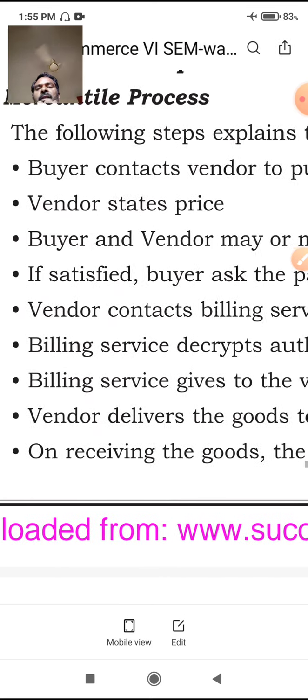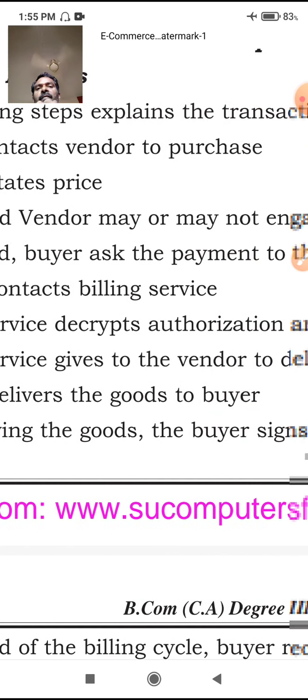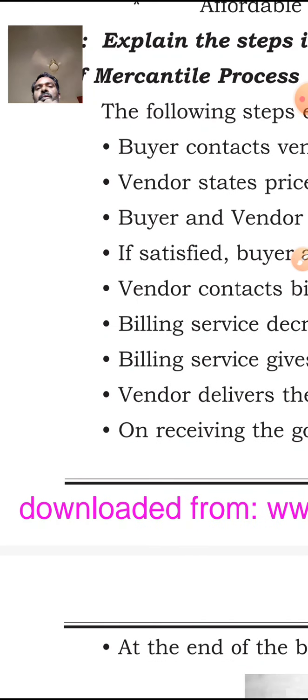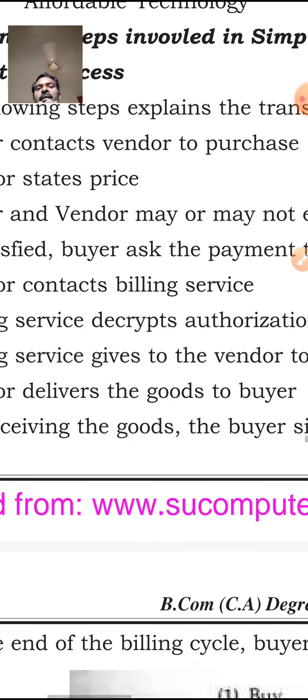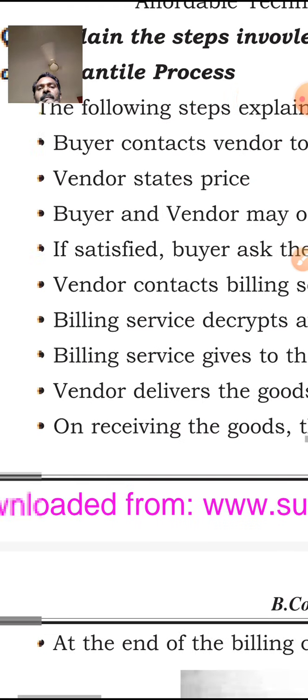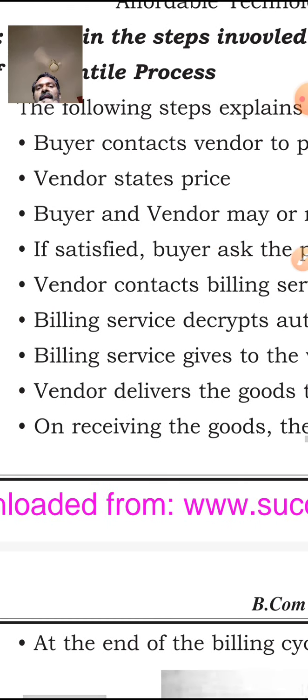First, the buyer contacts the vendor to purchase the product. The buyer first decides which type of items he wants to buy. After deciding that, the buyer can contact the vendor for purchasing those listed items. Then the vendor states the price. The vendor gives the price list to the buyer, showing which item has which price.